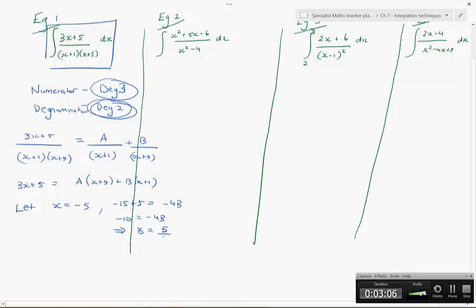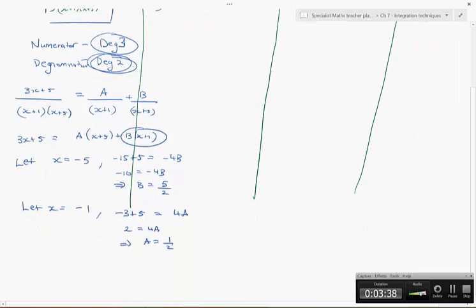Okay, so we've found B. Now we've got to find A, and in order to do that, we're going to let x equal something nice like negative 1, because then that's going to cancel that out. So minus 3 plus 5 is equal to 4A. I've got that 2 is equal to 4A, which implies that A is equal to a half. Now, I'm just going to replace.